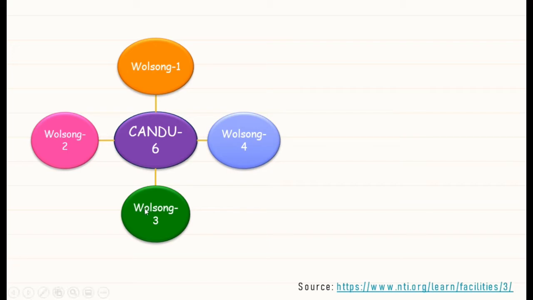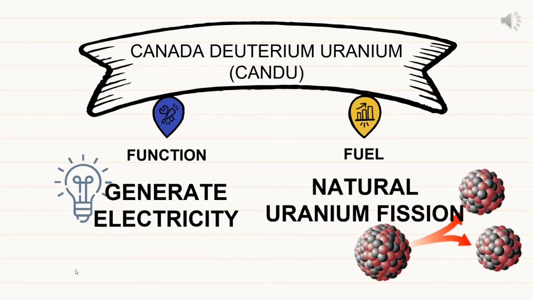Next is Wolsong 3, and the construction began in 17 March 1994. And lastly is Wolsong 4, which is the fourth Can-Do, and the construction began in 22 July 1994. In this video, we're gonna focus more on Can-Do. Can-Do is used to generate electricity by using natural uranium fission. And this fission will generate heat, and this heat is used to generate electricity.